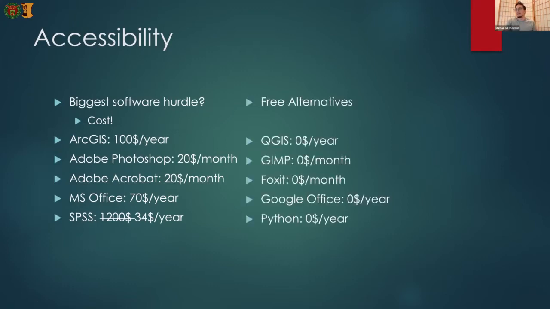And so the point of open source is to push accessibility. So now you can get QGIS, which is super robust now, for free. There's a Photoshop equivalent, GIMP. Foxit is pretty good for PDFs. Many of us are using Google Office now instead of Microsoft Office, no surprise there. And then for your statistical needs, you can start to switch to Python if you want. So that's just one way of doing it. Making things more free without the need to pirate. I think it's super useful.